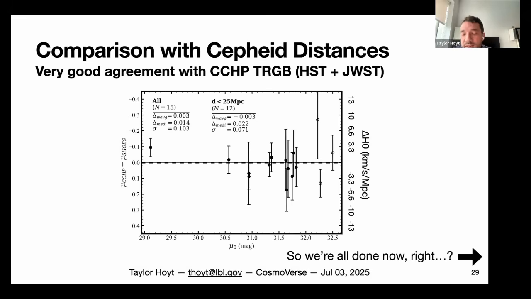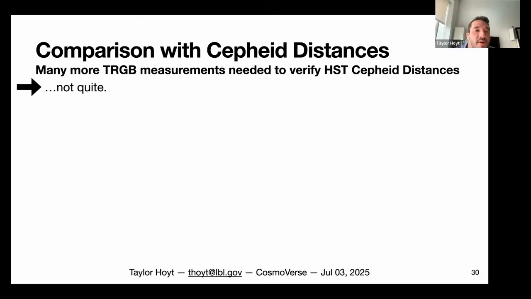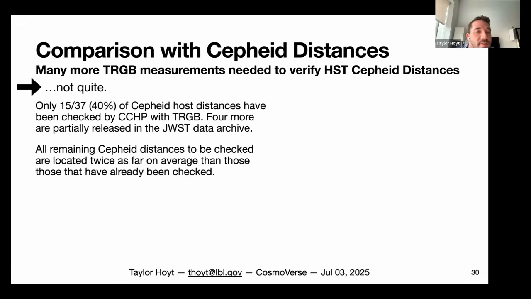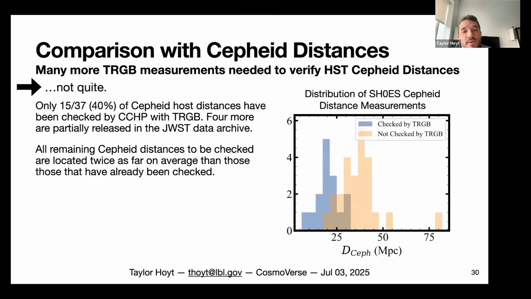So it's all done and dusted now, right? So the Cepheid distances are confirmed. We can trust the H naught. Not quite. Only 15 of the 37 Cepheid host distances have been checked by CCHP with TRGB. 4 more are partially released in the JWST data archive, and analysis is expected. All remaining Cepheid distances to be checked are actually located twice as far on average than those that have already been checked. Let me show this on the right.